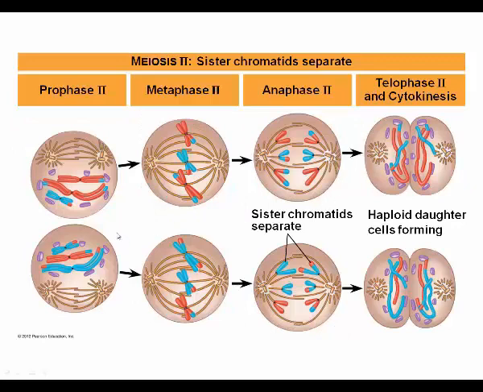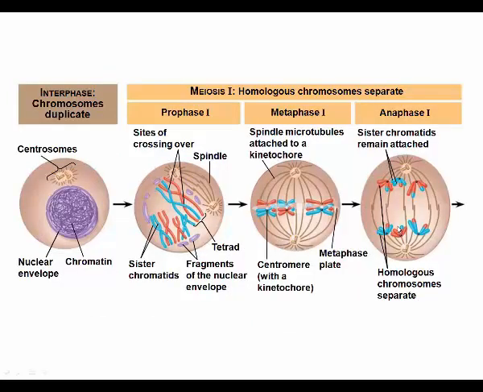Telophase can result in the separation of two whole cells, but very often telophase doesn't occur. Instead, the cells immediately go into prophase 2. And prophase 2 has no crossing over and no pairing of homologous chromosomes because we have separated the homologous chromosomes from each other.